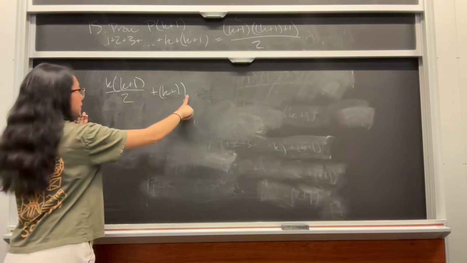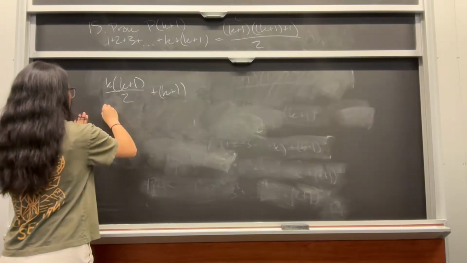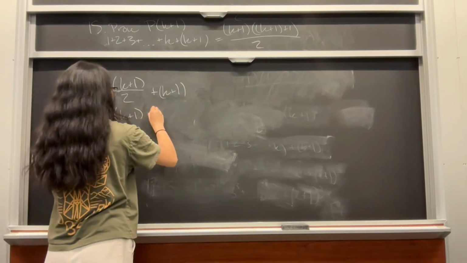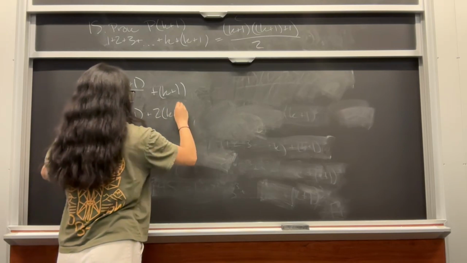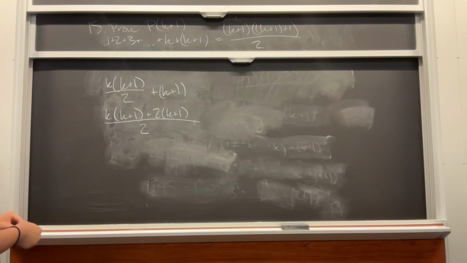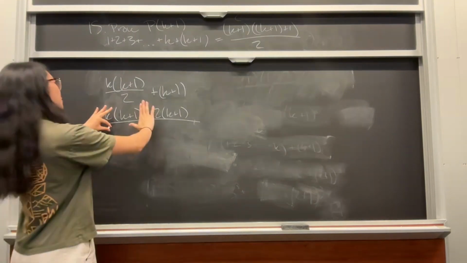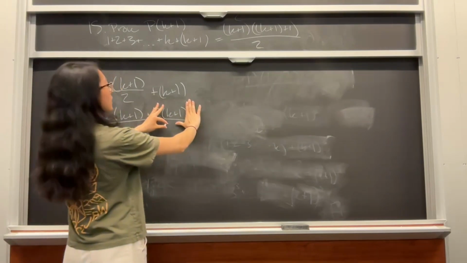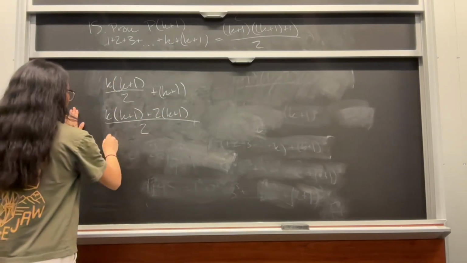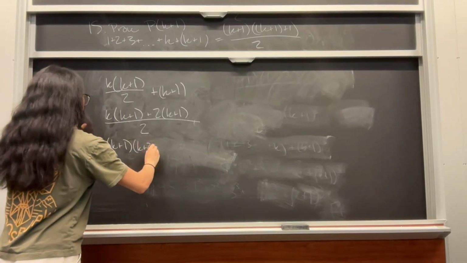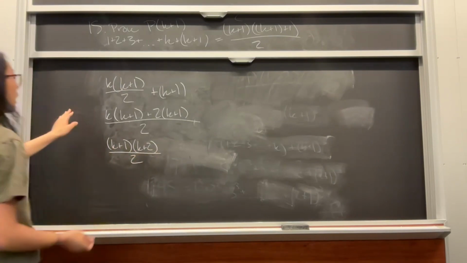So I'm going to multiply this term by 2 on the top and by 2 on the bottom, so I can put the whole thing over 2. So I have k times k plus 1 plus 2 times k plus 1. That whole thing is over 2. And looking at this equation, I think I'm seeing a common factor, this k plus 1 in this term and the k plus 1 in the other term. So I'm going to factor that k plus 1 out, and we'll see what we get. K plus 1 times k plus 2 all over 2.